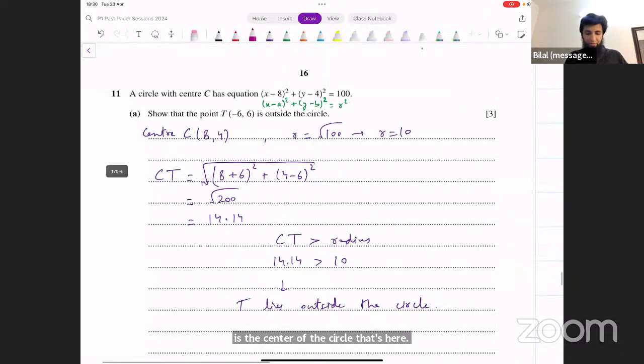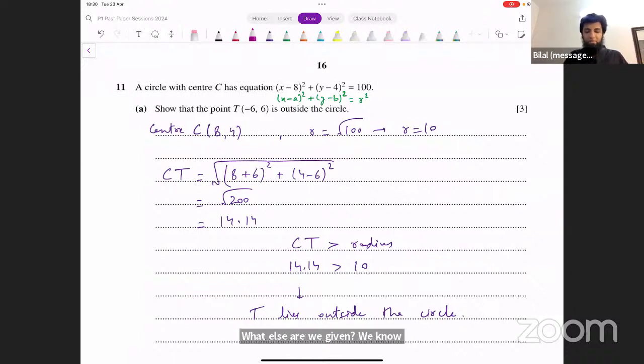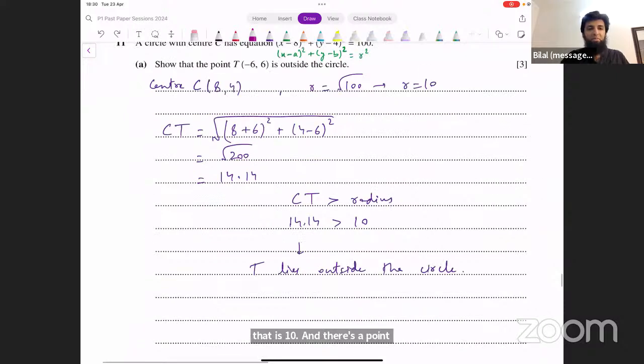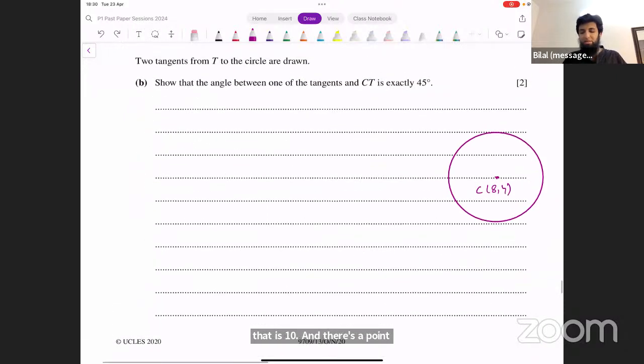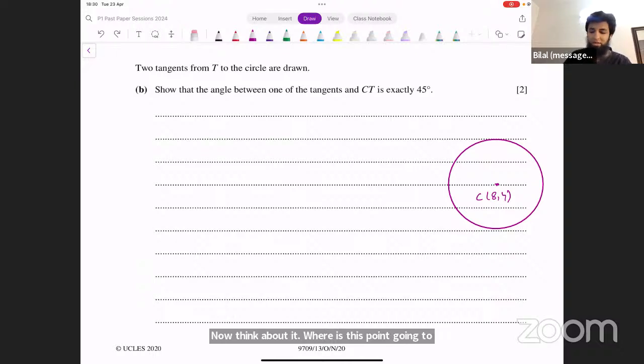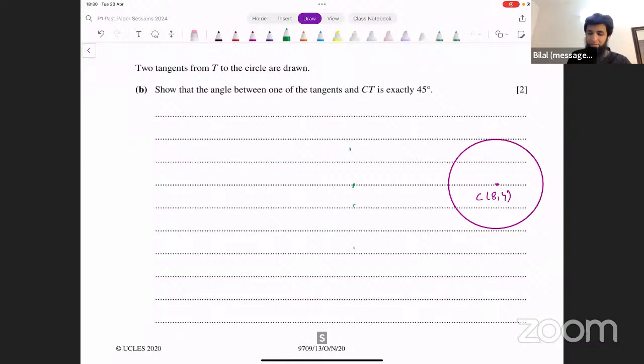What else are we given? We know the radius of the circle, that is 10. And there's a point T that is (-6, 6). Now think about it. Where is this point going to be? X coordinate is -6. This X coordinate is 8. And that X coordinate is -6. So it's going to be to the left of this point. Somewhere to the left, right? Maybe somewhere here.